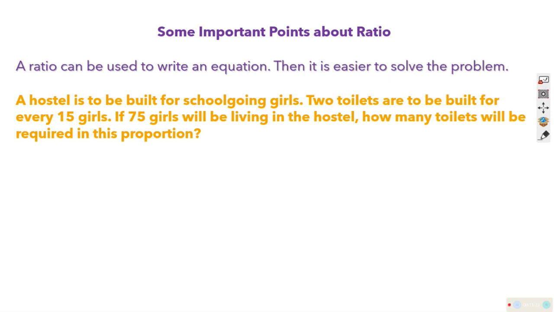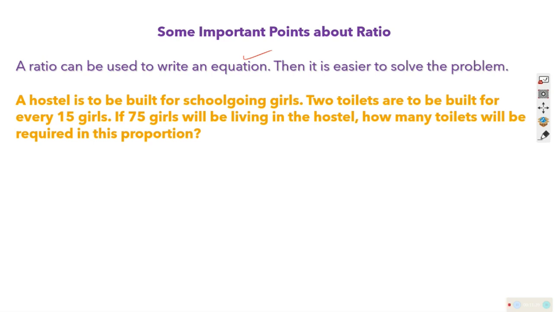Sometimes the ratio can be used to write an equation. The last chapter was on equations. You know the importance of equations now and how they help us to solve problems. So you can use ratios to write an equation. Then it will be easier to solve the problem.